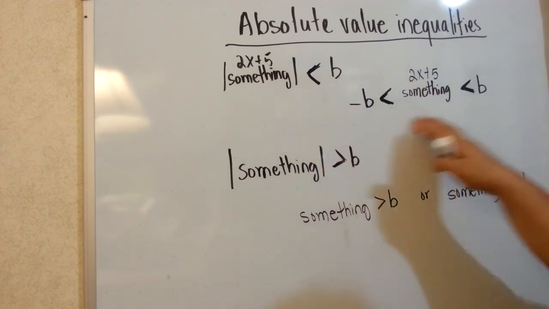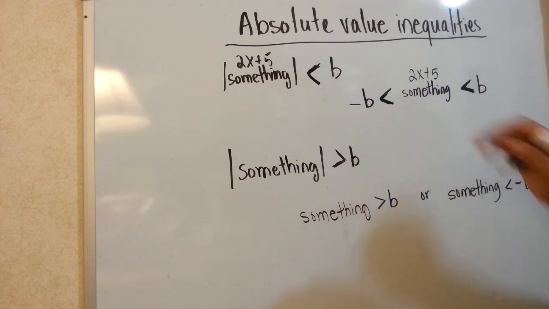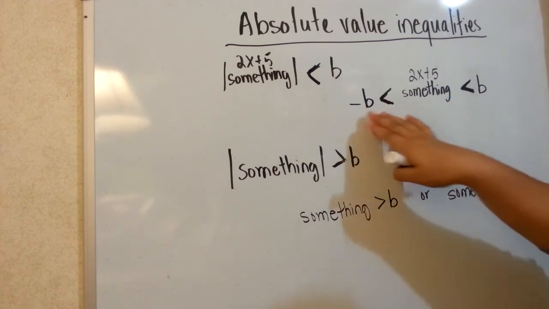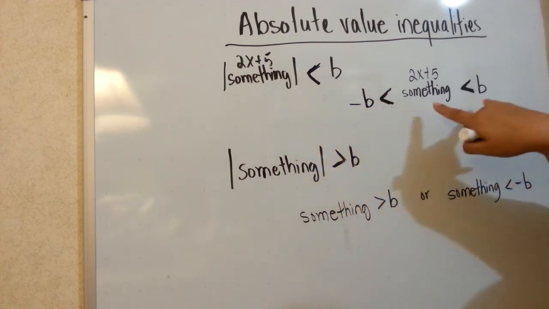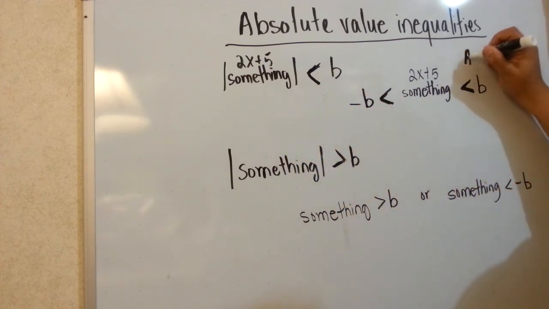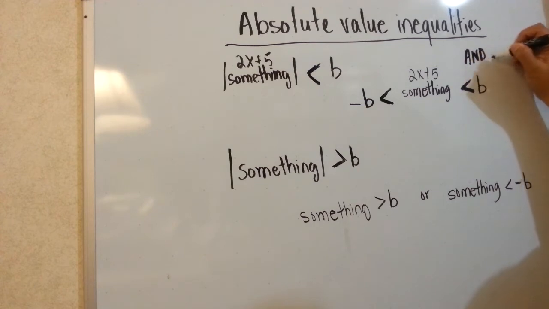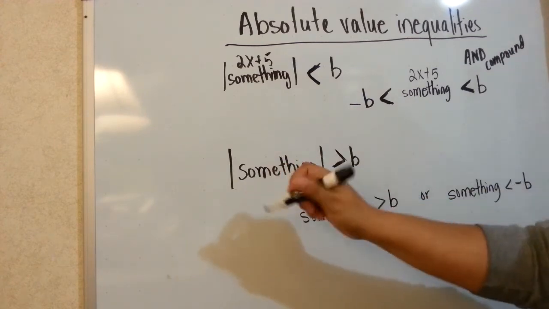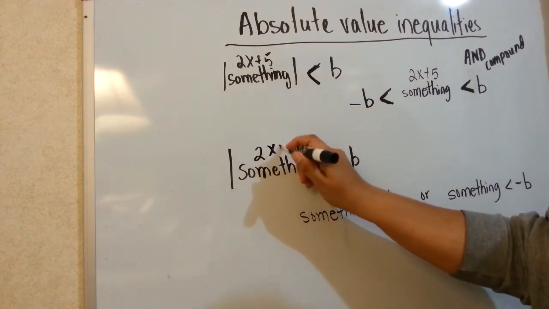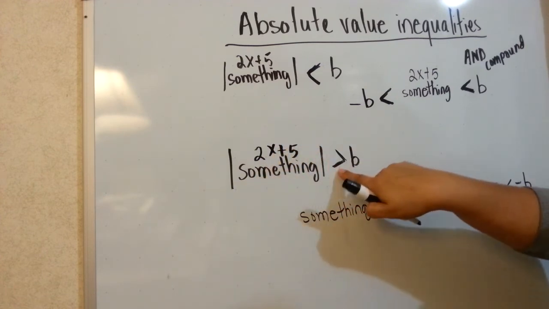And then you solve it the same way you would solve a compound inequality. You would subtract 5 from both sides. And we're going to do an example next. But when it's less than, it becomes an "and" compound inequality. You would have to review compound inequalities from the previous video, the previous class that we had. The videos are there.